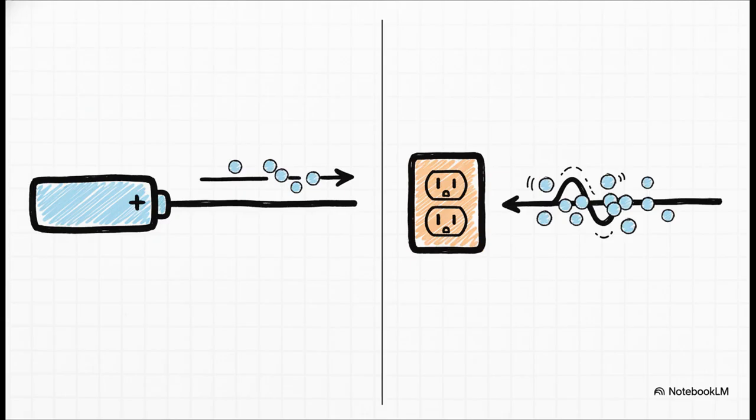And this flow basically comes in two main flavors. First up, you've got direct current, or DC. This is a nice, steady, one-way street for electrons. Think of the power coming out of a battery. That's DC. And then you have its wilder cousin, alternating current, or AC. This is where the flow zips back and forth, constantly reversing direction. That's the kind of power you get from the outlets in your wall.